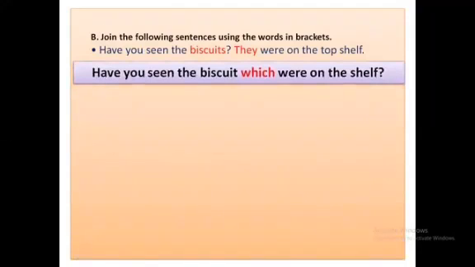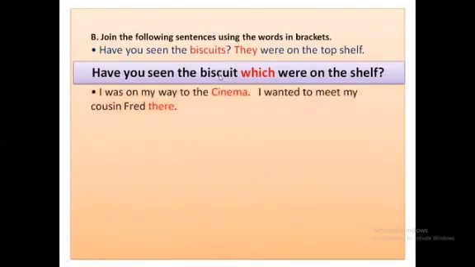Very good. Have you seen the biscuits which were on the shelf? A relative pronoun should be placed immediately after the noun it refers to. So which, because it refers to things, biscuits. Then: I was on my way to the cinema. I wanted to meet my cousin Fred there.